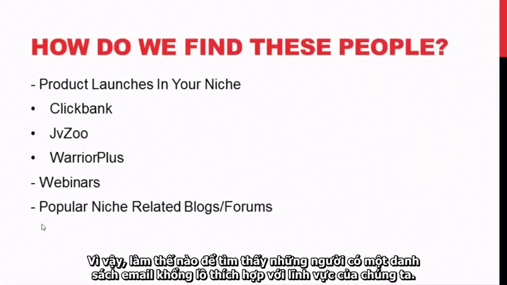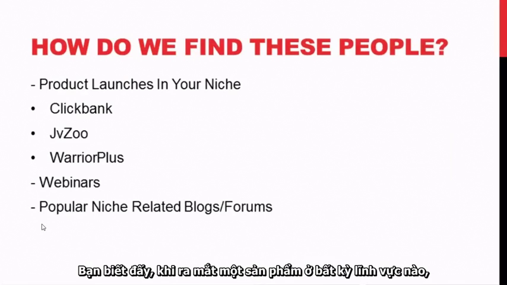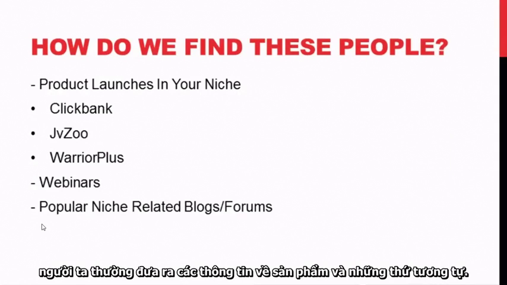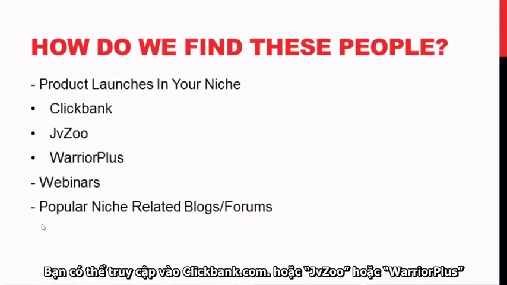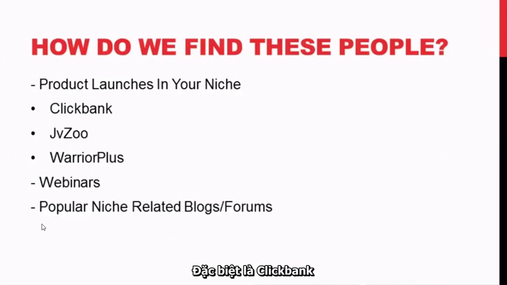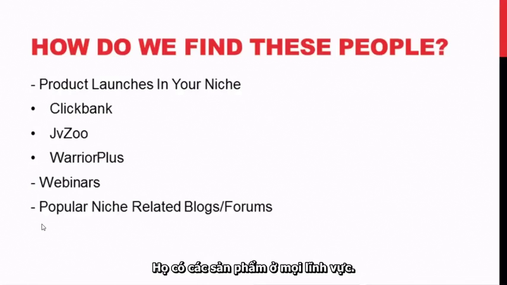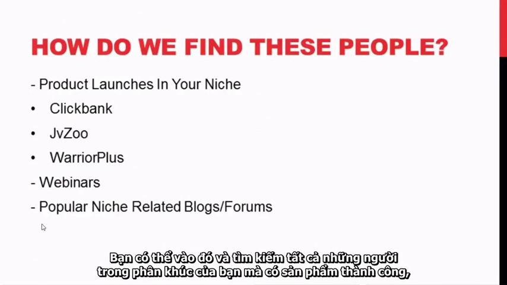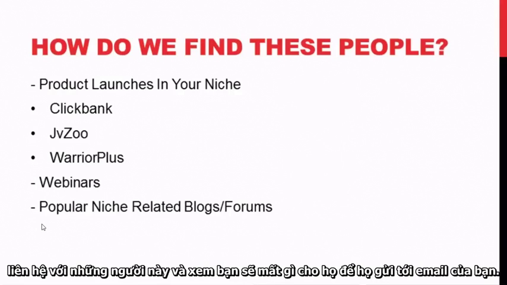So how do we even find people that have a huge email list in our niche? Well, there's multiple ways. Product launches: every niche has people launching information products. So you can head over to ClickBank, JVZoo, Warrior Plus, or any kind of affiliate network and search for all the different products they offer. Especially ClickBank, they have products in every single niche. So you can find all these people in your niche that have successful products. Contact these people and see what it would take for them to send out your email.